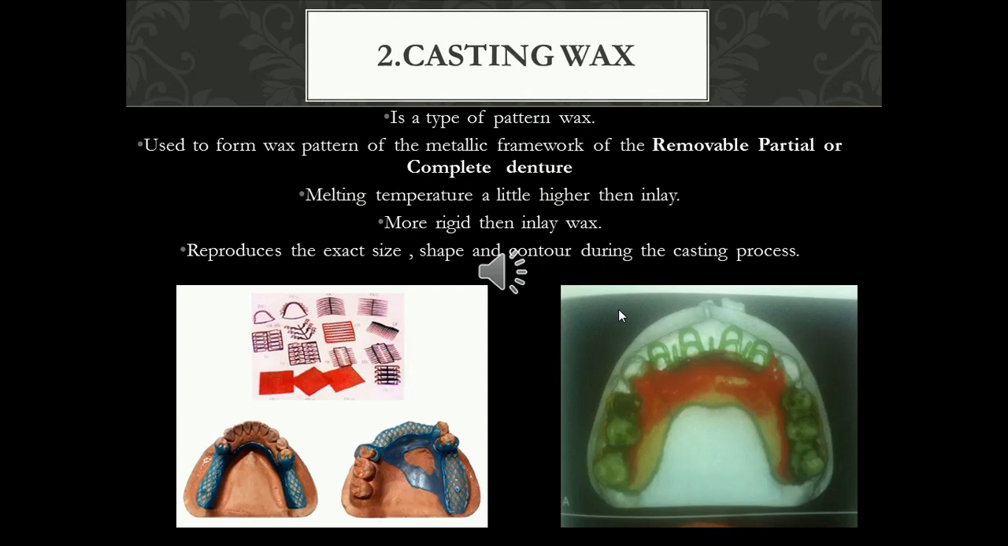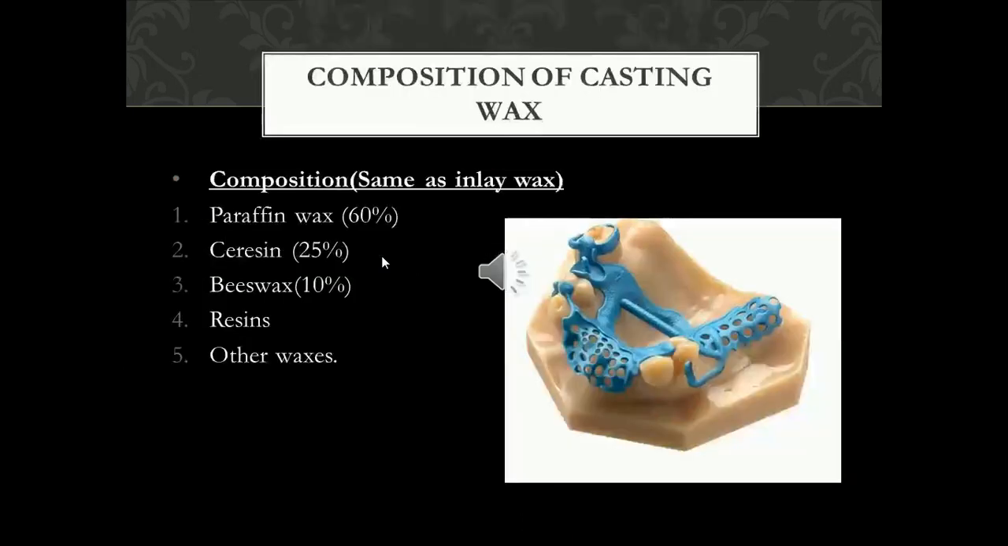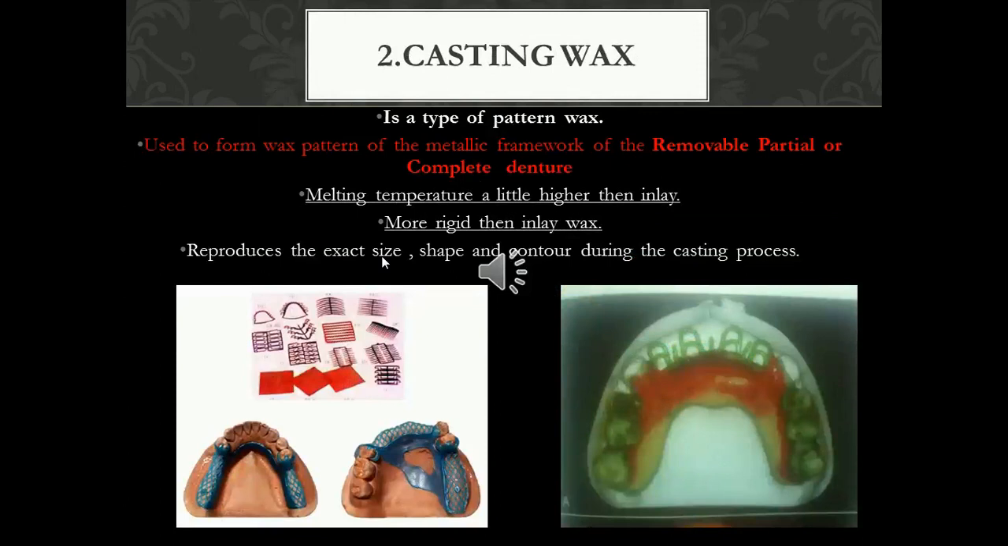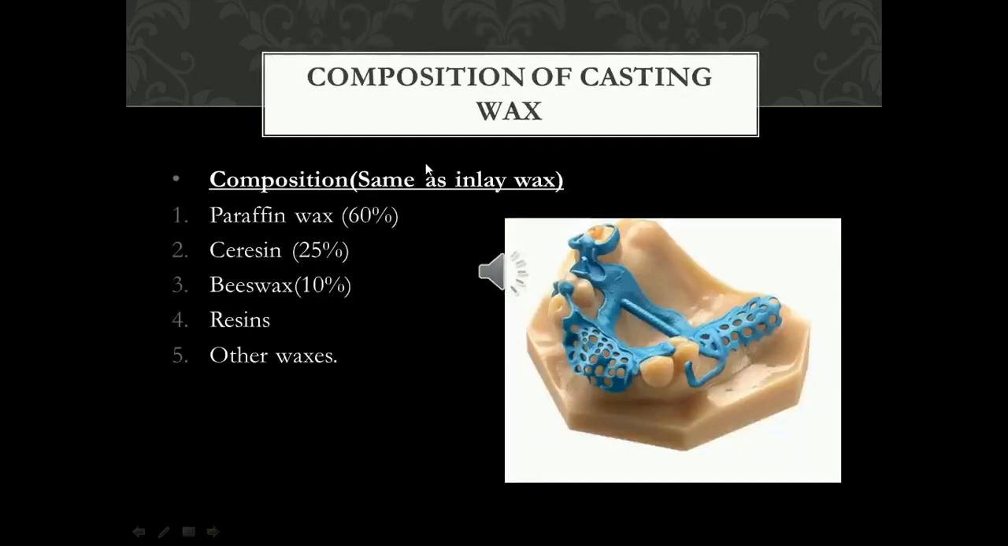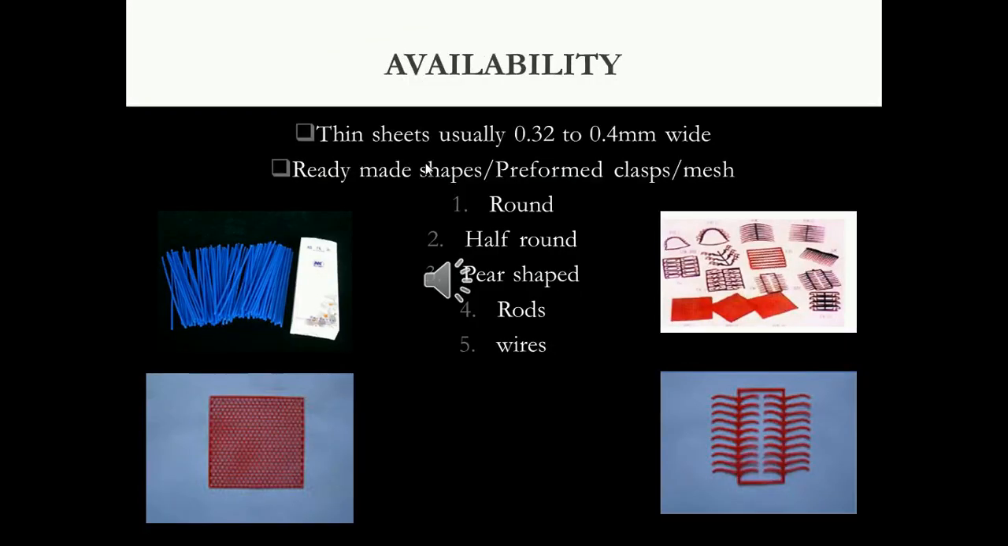Compared to inlay wax, it has a higher melting temperature and it is more rigid than inlay wax. It reproduces the exact size, shape, and contour during the casting process, and it is available as pre-formed patterns that come in the shape of either clasps or bases, as you can see from the picture. Composition is totally the same as inlay wax: 60% paraffin, 25% sericin, 10% beeswax, resins, and other waxes, and the function of all these constituents is exactly the same.